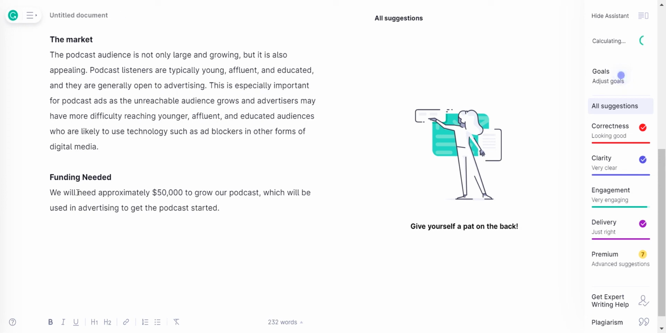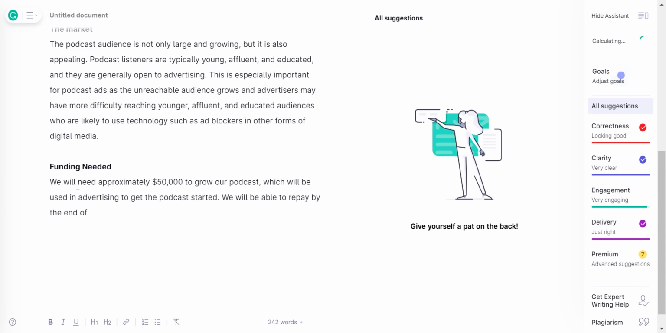We will be able to repay. I'm just making this up, so I'm not sure, we're just throwing something in there just to complete the section. We will be able to repay by the end of next year. So I haven't really specified a specific date right now. So basically, as you can see, funding needed.